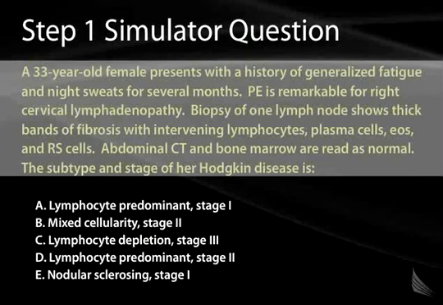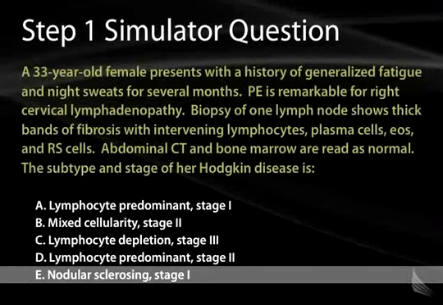Well, you can look at this, and if you see a solitary lymph node and the abdominal CT and bone marrow are normal, that eliminates B, C, and D from the diagnosis, because you know this is stage 1 disease. So the question is, is this lymphocyte predominant or is this nodular sclerosing? So you look at the biopsy results and you see thick bands of fibrosis with various types of cells, lymphocytes, eosinophils, plasma cells, and you can say that this is nodular sclerosing Hodgkin's disease, stage 1.